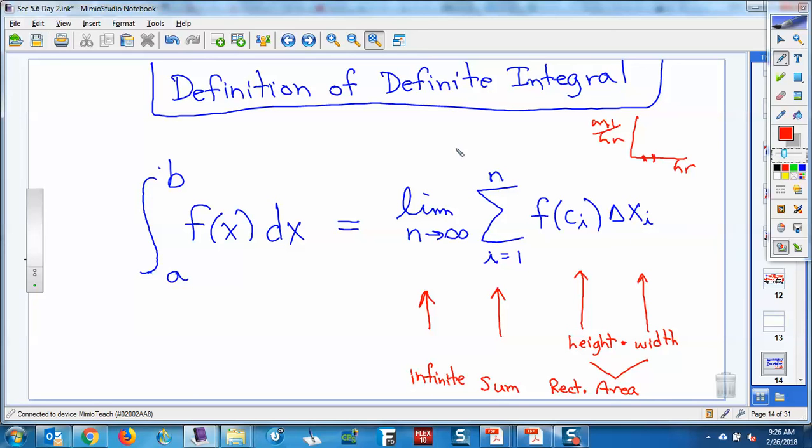It'd be hours. And so when you do an integral that's miles per hour, what you're really doing in a sense is you're adding up rectangles that are miles per hour times hours. So from this point forward, we're gonna think of the integral in a new way, an additional way. We're gonna think of the integral as area.